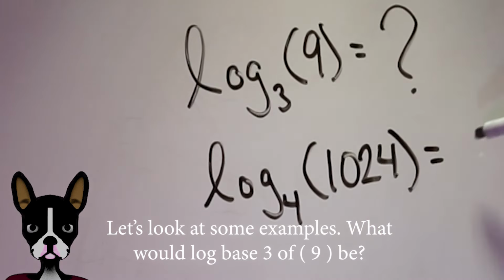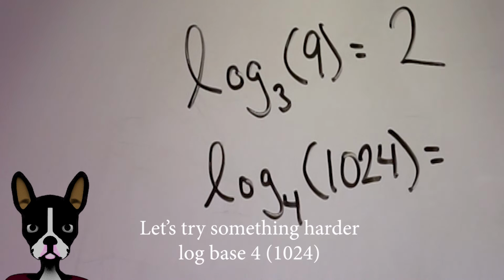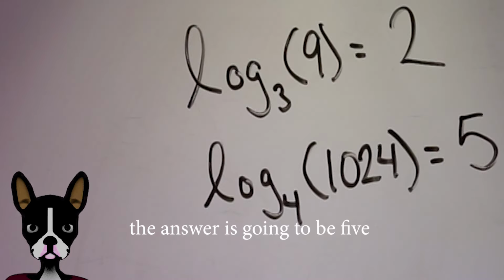Let's look at some other examples. What would log base 3 of 9 be? 2. Let's look at something harder. Log base 4 of 1024. What do you guys think that'll be? The answer is going to be 5.